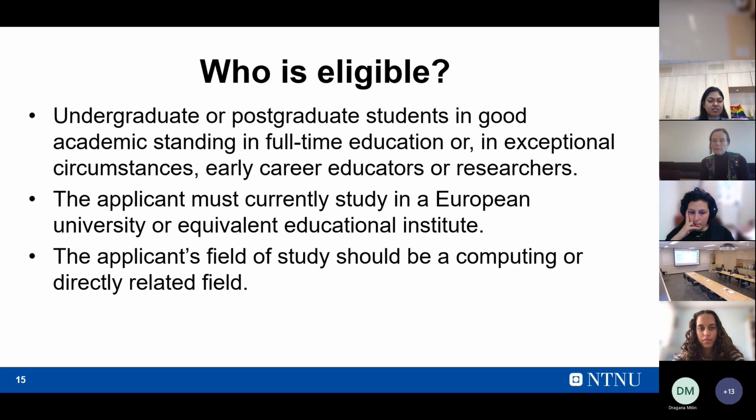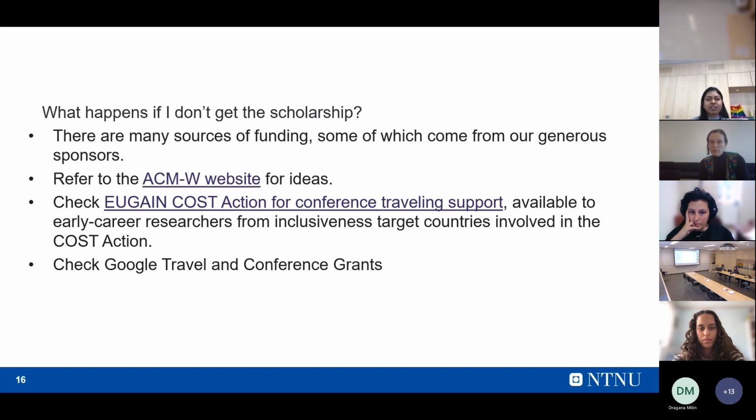And assuming that you don't get one of these scholarships, there are also various other options to consider. For example, you can look into the UGAIN ITC conference grants, as well as check Google Travel and conference grants. We also have several other ideas that you can find on the ACM Women website. So there are various other options in case you don't get the scholarship as well.